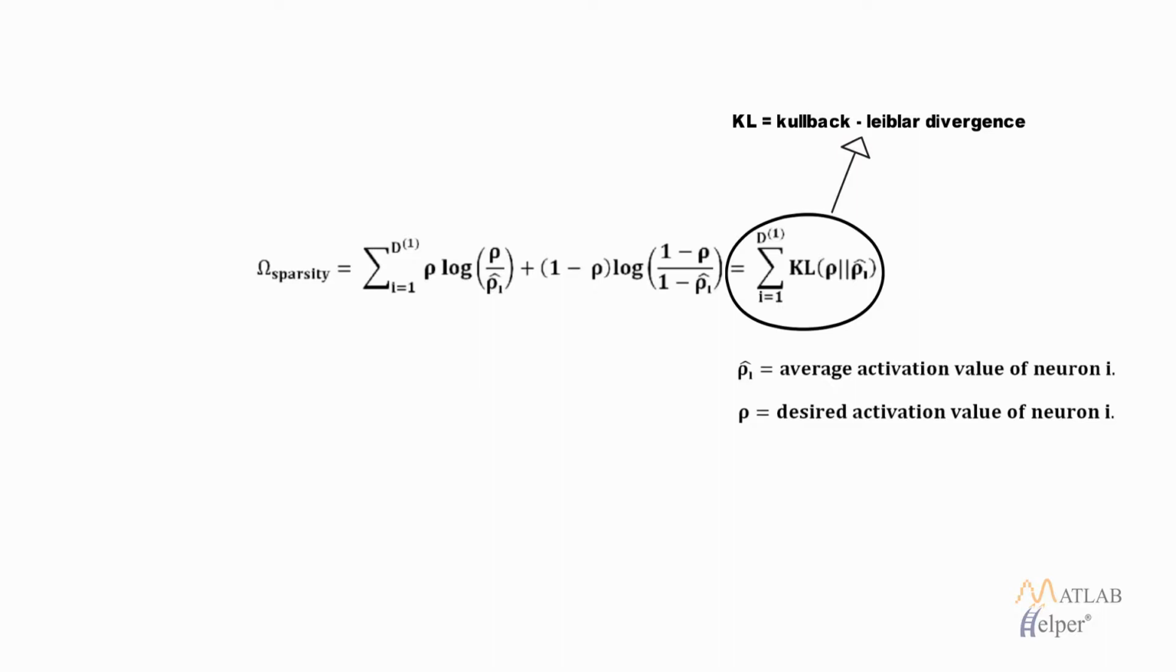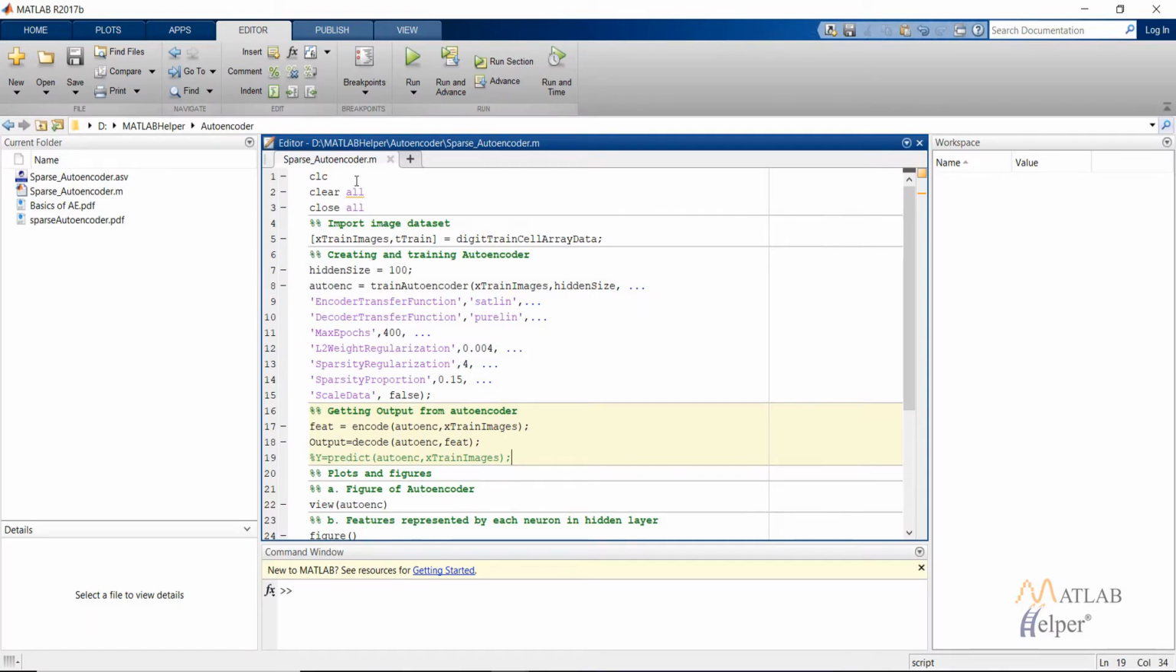So it can be also written like shown in the figure. So coming back to our MATLAB code. First we are importing the image dataset. So this is the inbuilt MATLAB image dataset that we are importing. And after that we are creating and training our autoencoder.